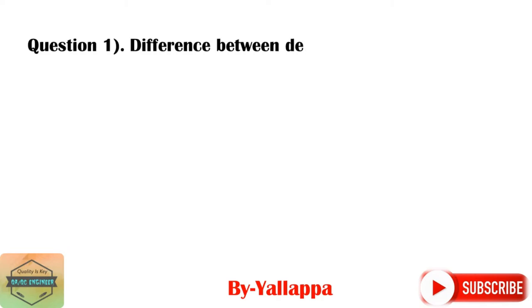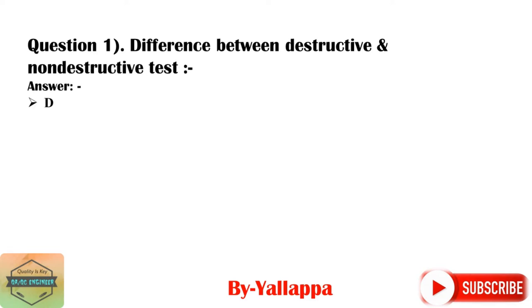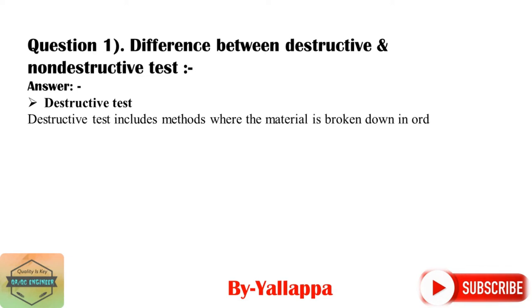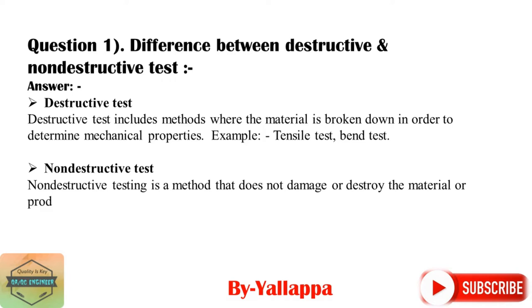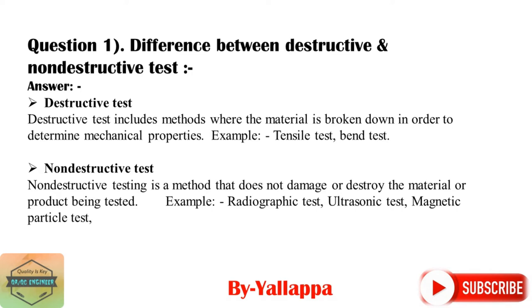Question 1. Difference between destructive and non-destructive test. Answer. Destructive tests include methods where the material is broken down in order to determine mechanical properties. Example: tensile test, bend test. Non-destructive testing is a method that does not damage or destroy the material or product being tested. Example: radiographic test, ultrasonic test, magnetic particle test, liquid penetrant test, etc.